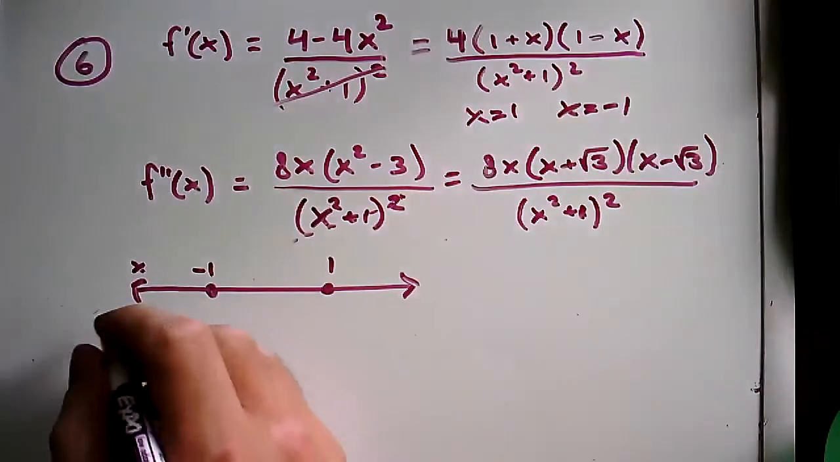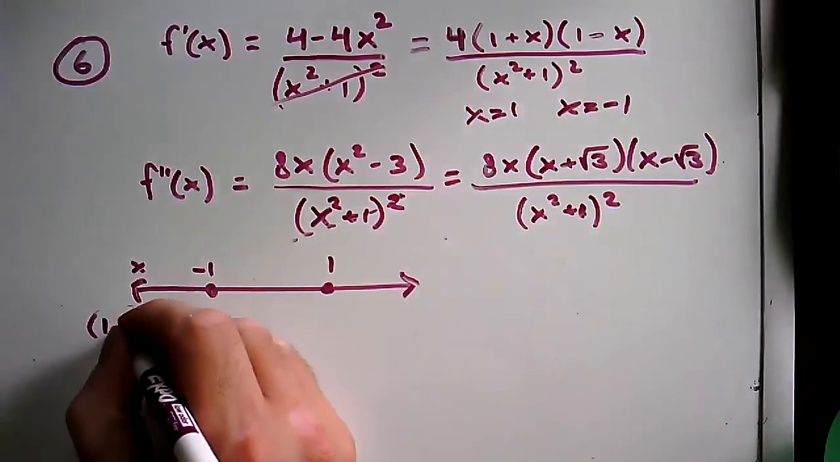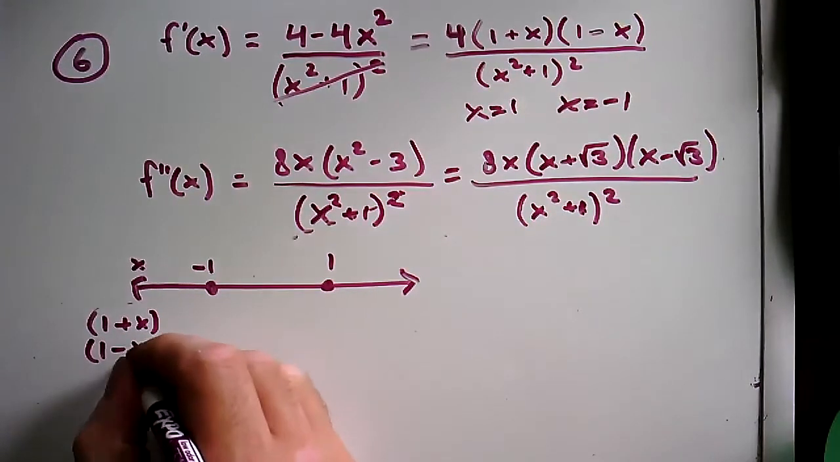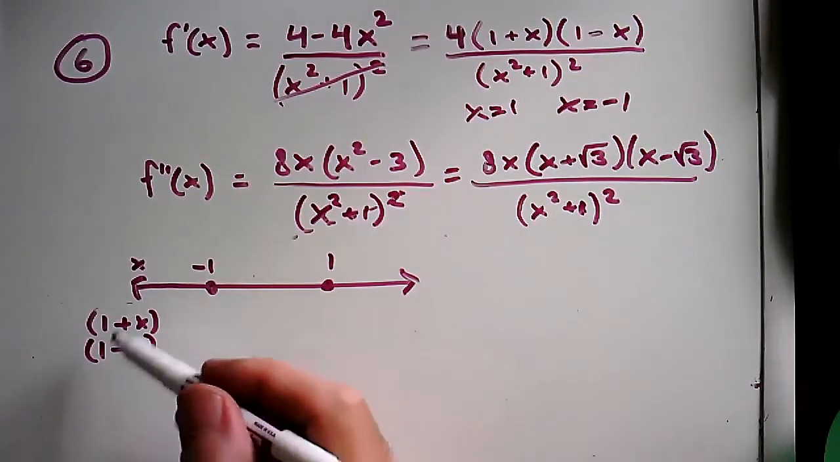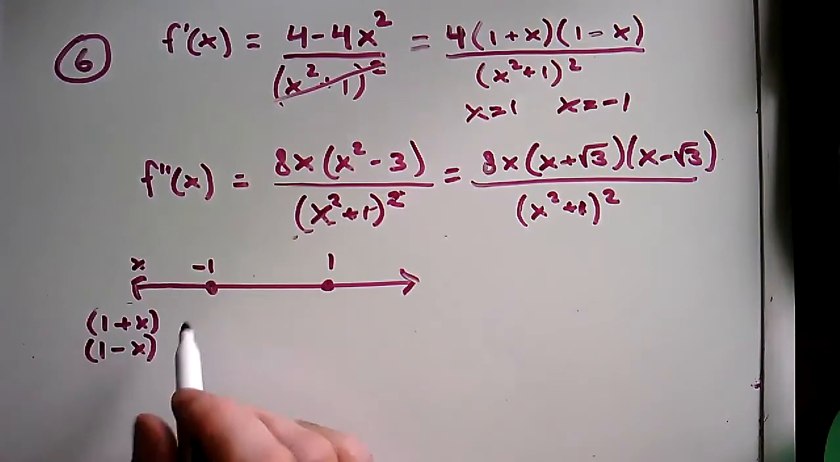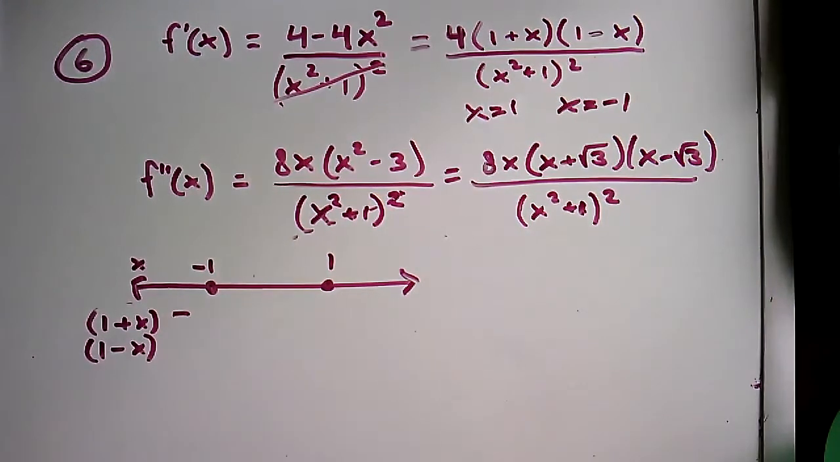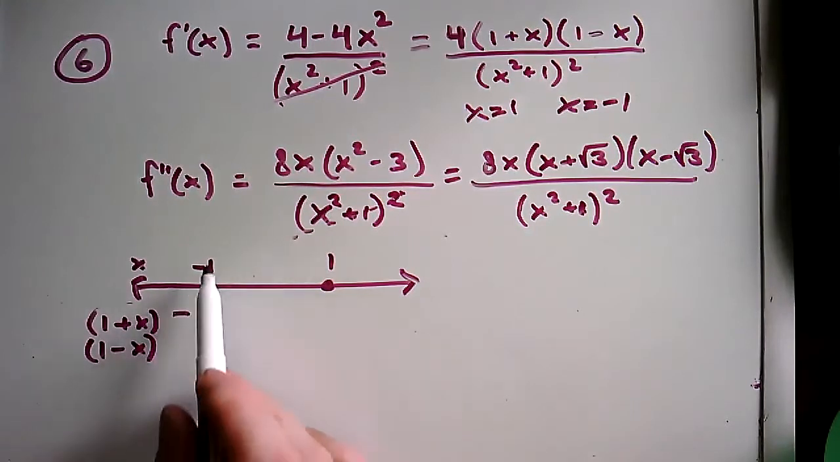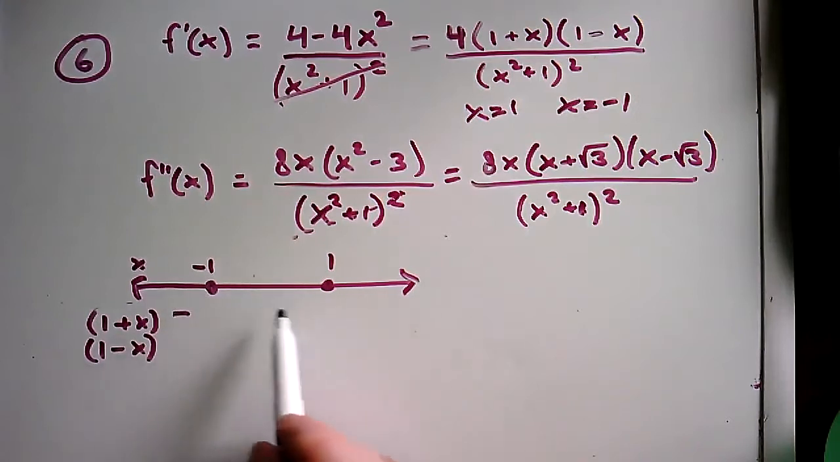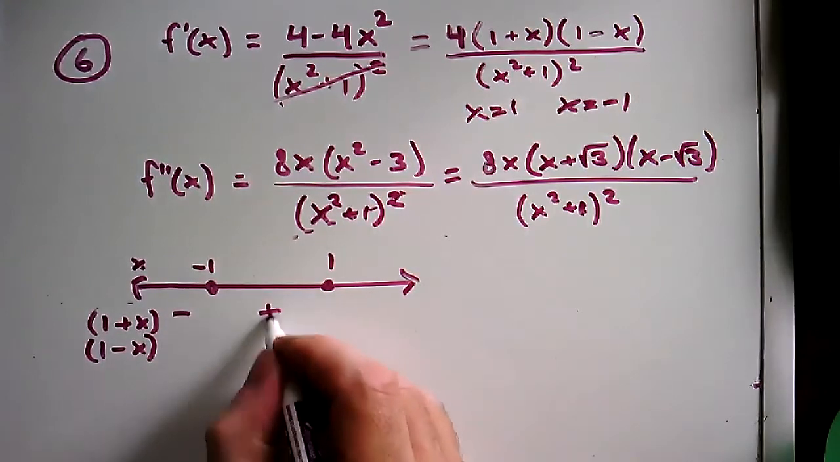Since we have it in its factored form, we can look at what happens to the factor 1 plus x and look at what happens to the factor 1 minus x. And then simply multiply the signs of those 2 things together. So I'll show you what I mean. If x is less than -1, well then the factor 1 plus x will also be negative, right? Because we're adding something less than -1 to +1. If x is greater than -1, if it's like 0 or something, well then we get a positive result.